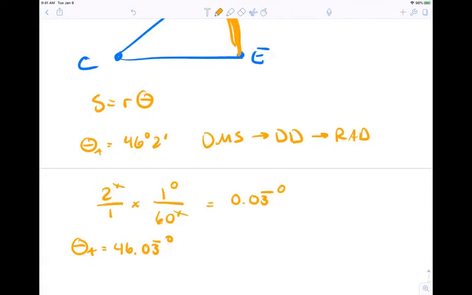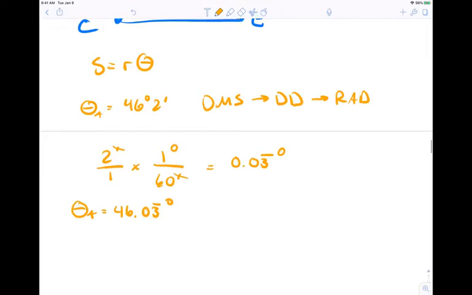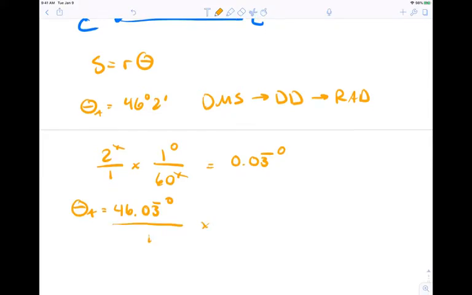So then we need to go from decimal degrees to radians. How do we convert this to radians? 46.03 bar over 1, and then pi over 180. Yes. All right. Units of degrees cancel. We're going to finish in the units of radians. So we really need to do this 46.03 bar times pi divided by 180.